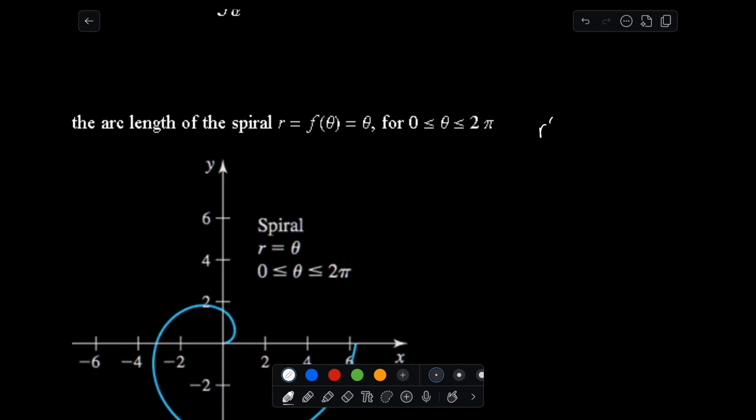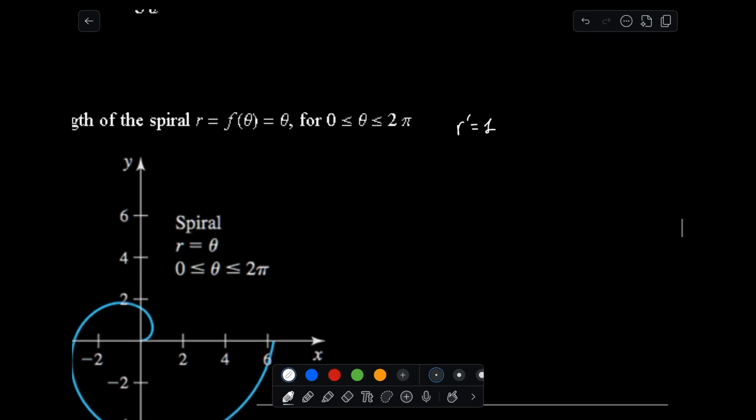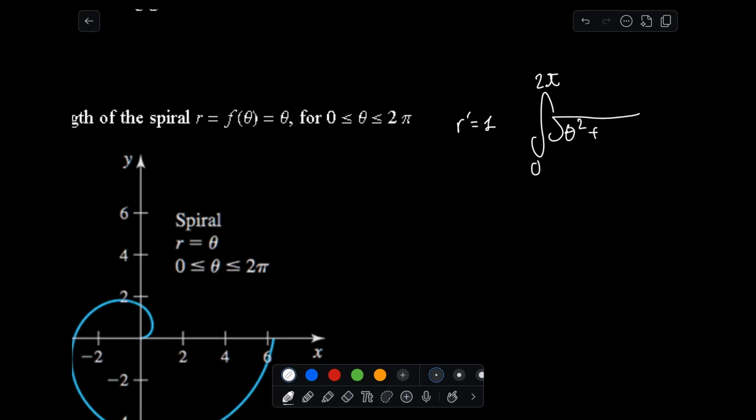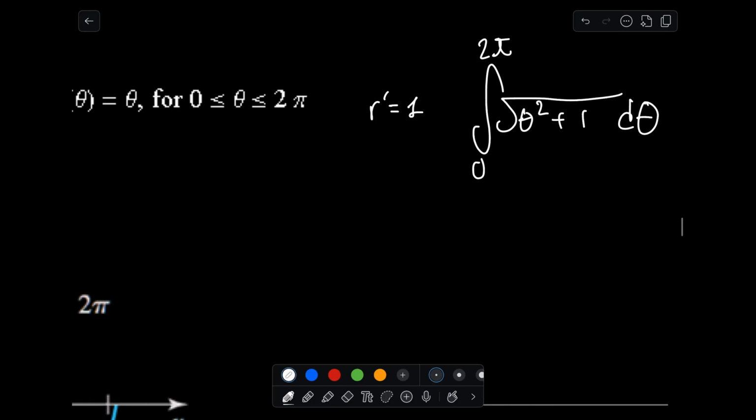So r prime, we'll just say is 1. And then we get the integral from 0 to 2π of the square root of θ² + 1 dθ. Now I think we all know where this is going. You can do one of two things. You can be a coward and use your calculator, or you can try your best to use trigonometric or hyperbolic substitution to solve for the arc length of this beast of an equation.